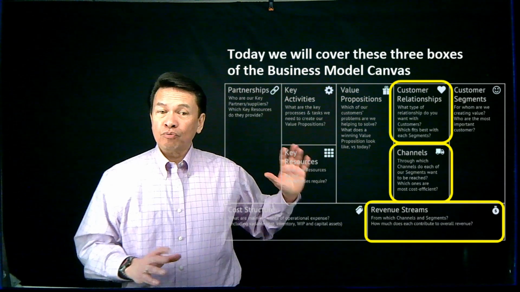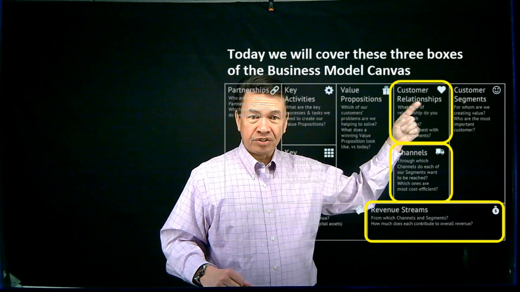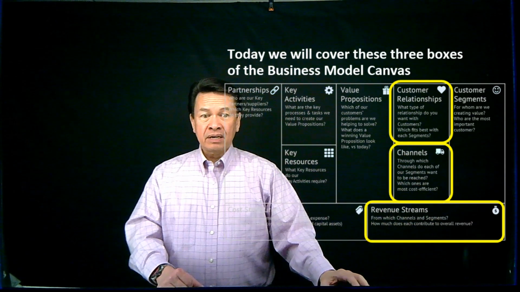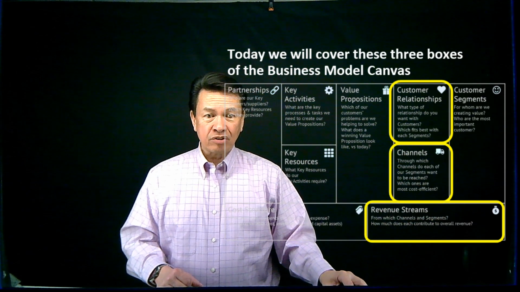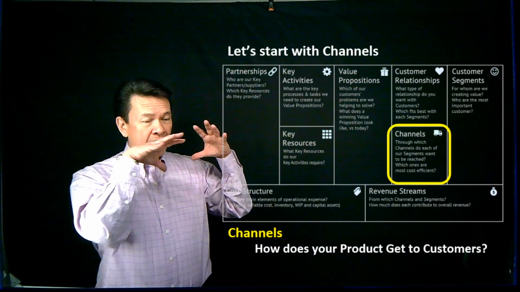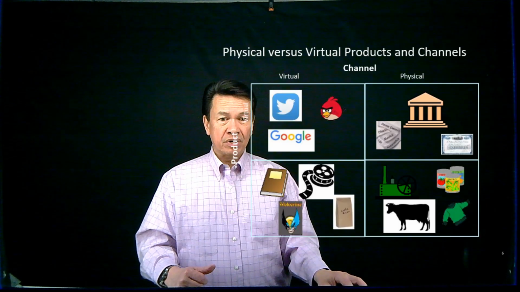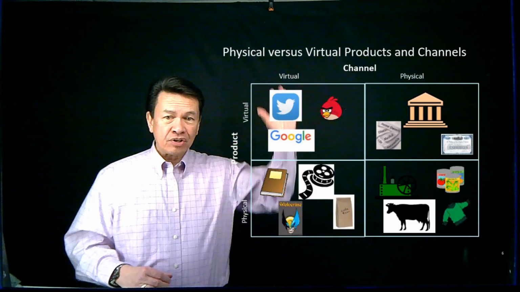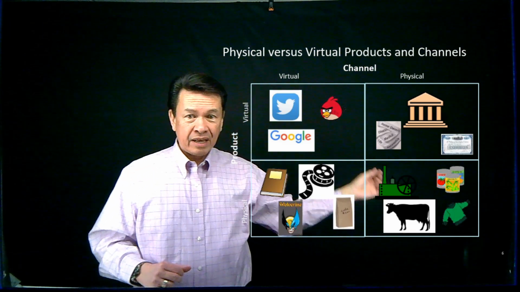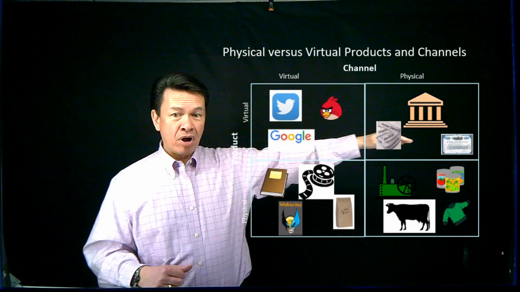So the 3 boxes that we're going to cover in the business model canvas are essentially the customer relationship box here, right? The channels and also revenue streams, okay? And so with that, let's start by talking a little bit about channels, okay? How do you get your product or service to your customer? That's what we're going to talk about. So it turns out that there's virtual channels, right? And there's also physical channels. And then there's actually physical products and physical products.